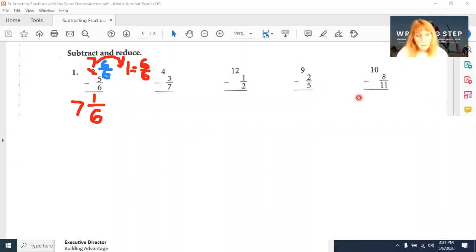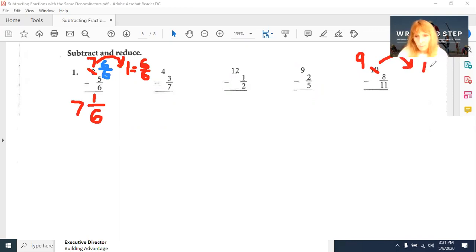10 minus 8 elevenths. So let's take a look at it. I cannot take 8 elevenths from nothing because there's no fraction there. So I have to borrow from my 10 and make it a 9. And I'm going to bring over a 1, right? The 1 is going to come over here, right here.